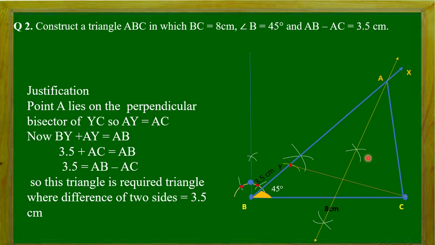So in this way we have to construct the triangle when the required difference is given and the length of one side and one of the angles is given. So we can justify it also. I hope you can draw more triangles on the basis of this construction.